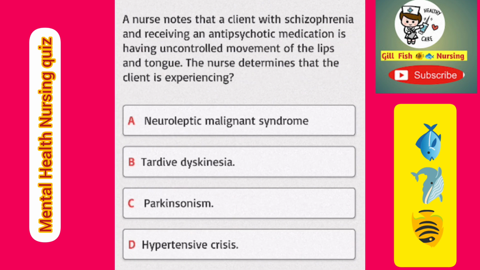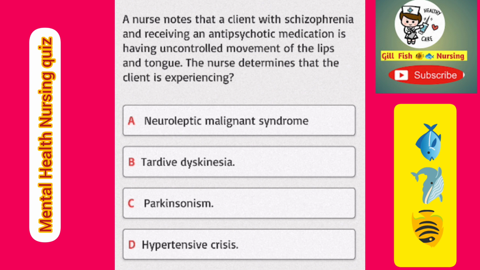A nurse notes that a client with schizophrenia, receiving antipsychotic medication, is having uncontrolled movement of the lips and tongue. The nurse determines the client is experiencing what? So the nurse notes the client with schizophrenia on antipsychotic medications has uncontrollable movement of the lips and tongue. Okay, so the nurse determined the client is experiencing what?